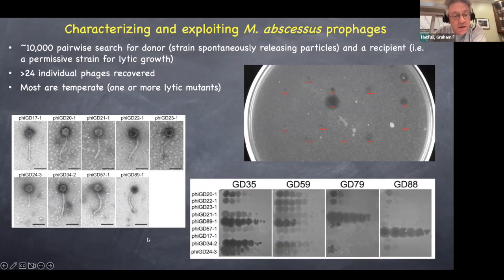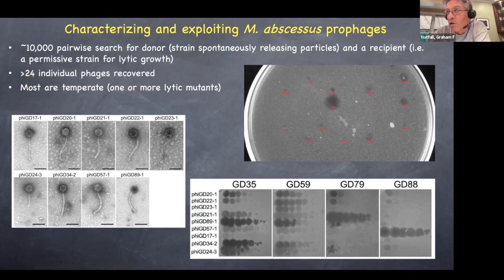We can sequence them, do all the genomics, look at the morphotypes in the EM, and then test each of these back against our large collection of strains. In fact, we can identify several that now have new tropisms. In other words, one of these induced prophages, now a lytic phage, can infect a strain for which we don't have any other phages, and that's an example.